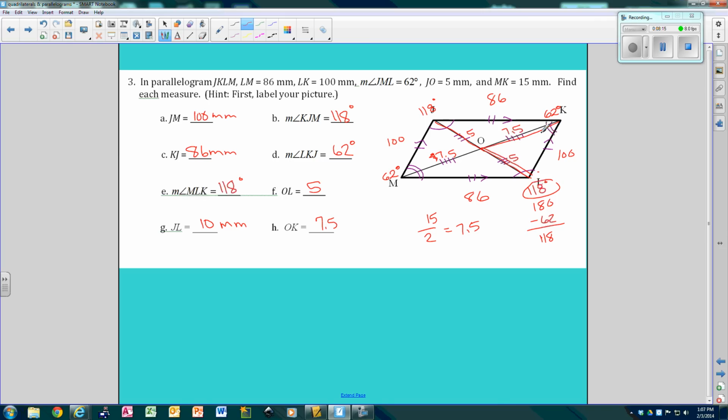So I was able to find all of this, and all I had to do was two things. I had to divide to get half, and I just had to subtract to get my neighboring angles. All right.